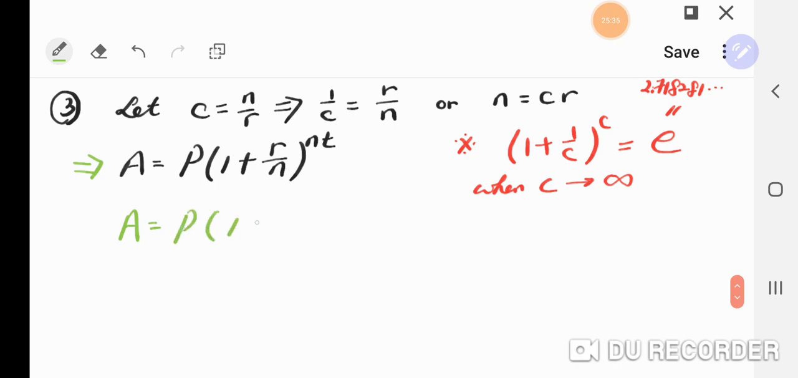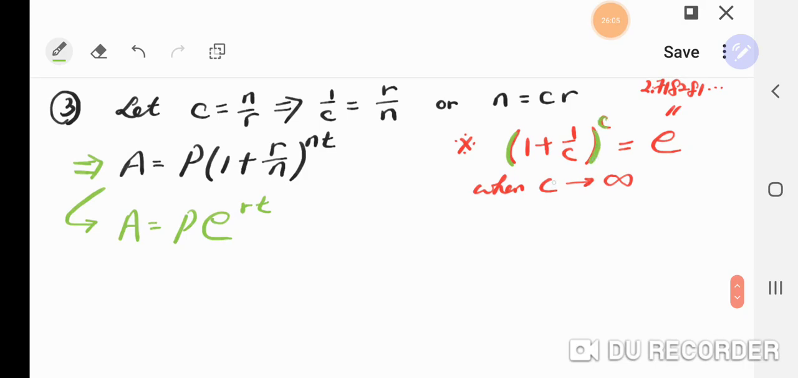So it will be 1 plus... Compounded continuously is P E to the RT. So we will find out how we got this from the previous formula. For this, we have to know this. Look at this red equation. Here is 1 plus 1 over c, and this is raised to the c power.